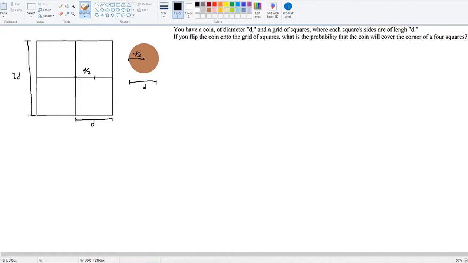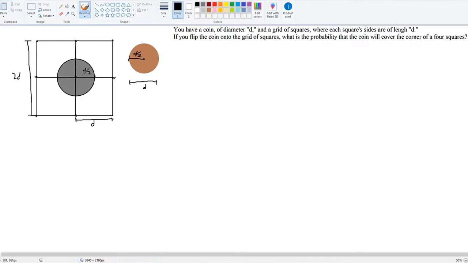So if you take that and draw a circle around the center point of that radius, if the coin lands within this area, it will cover the center point.